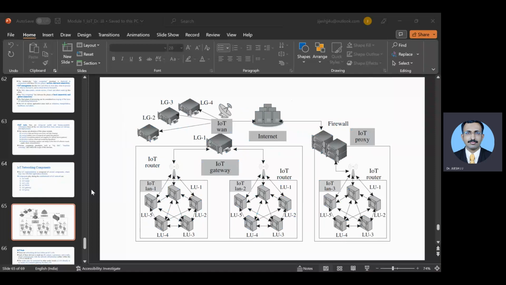So like that you have LAN connected to router, gateway, WAN and internet, as well as a firewall where the IoT proxy, all those processes will be carried out. So this is the figure for that, and we'll be studying each thing. First one is which one? Node. What is a node?